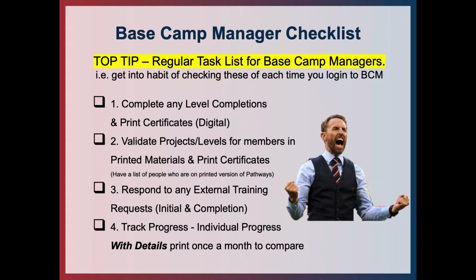Within Pathways, you can now complete a project outside of a club. And members will make an initial request to say, I think this fits this project. Can you validate that that's right? When they complete the project, they'll come back and say, I've done that. Can you give me the credit so that I can continue on my path? And then finally, you track progress. I recommend once a month you go in and do that and track the progress, print it out, and then you have a very easy way to see who's progressing and who isn't.